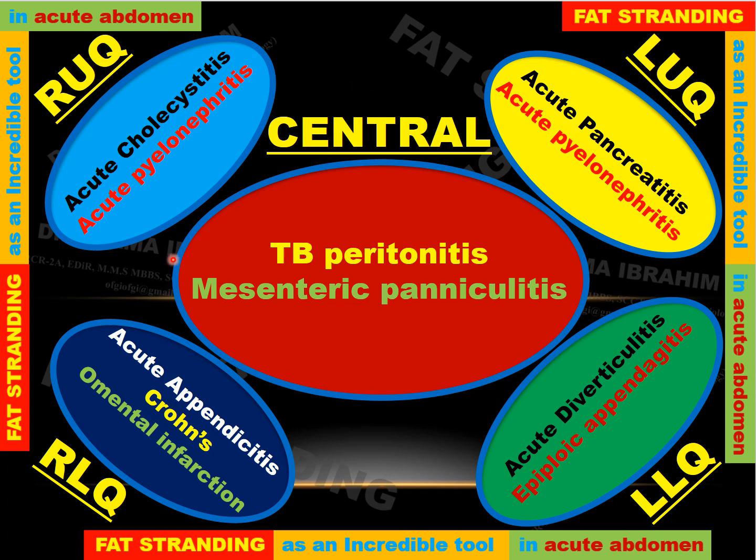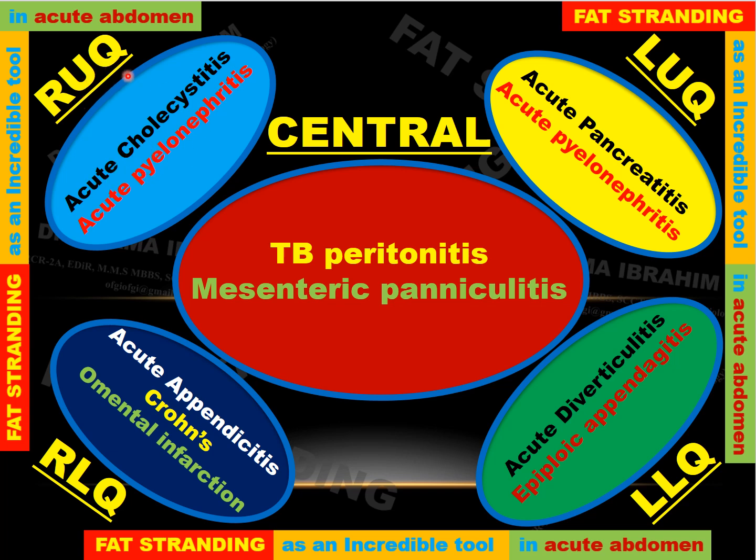This is another diagram which localizes the area of abnormal fat, representing fat stranding, whether in the right upper quadrant, left upper quadrant, left lower quadrant, right lower quadrant, or the center of the abdomen, to make your differential diagnosis according to the site and localization of the abnormal fat on CT.